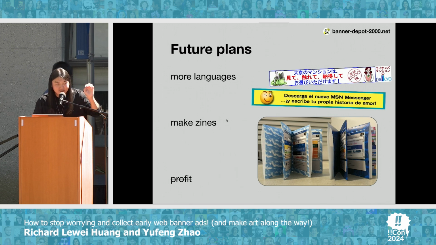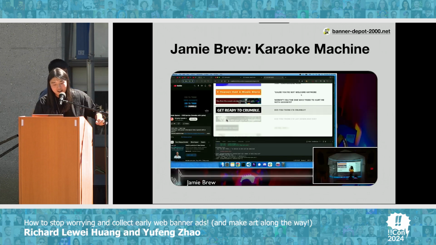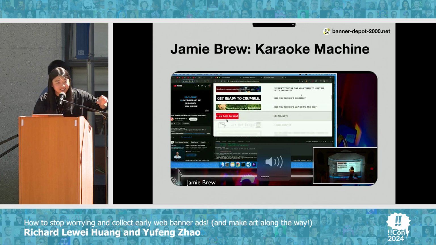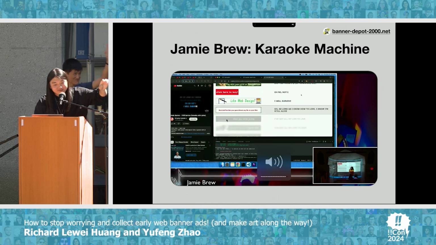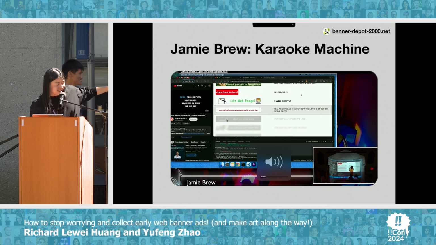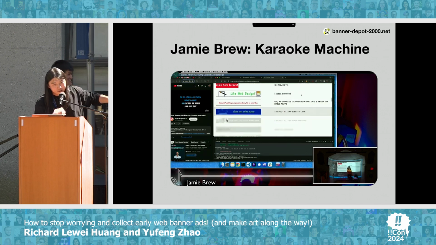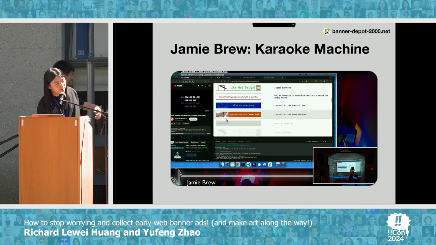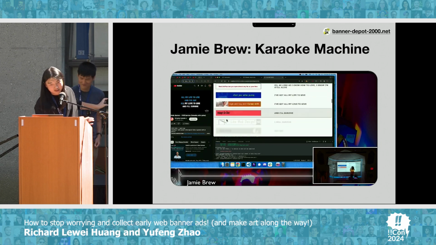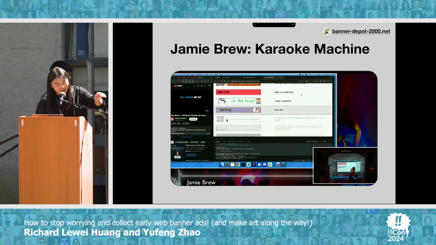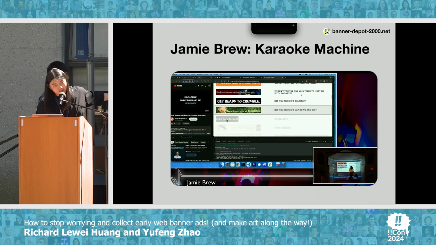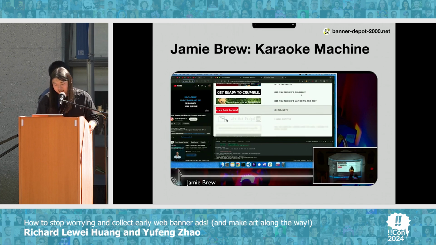Before we added all of these good features to our website, somebody already did an amazing project based on our open data. Jamie Brew, who's in the crowd today, does karaoke by replacing the original song's lyrics with a random data set. I know one of the most popular data sets is Banner Depot 2000. You can't hear the sound, but Jamie is singing with Banner Depot as lyrics.